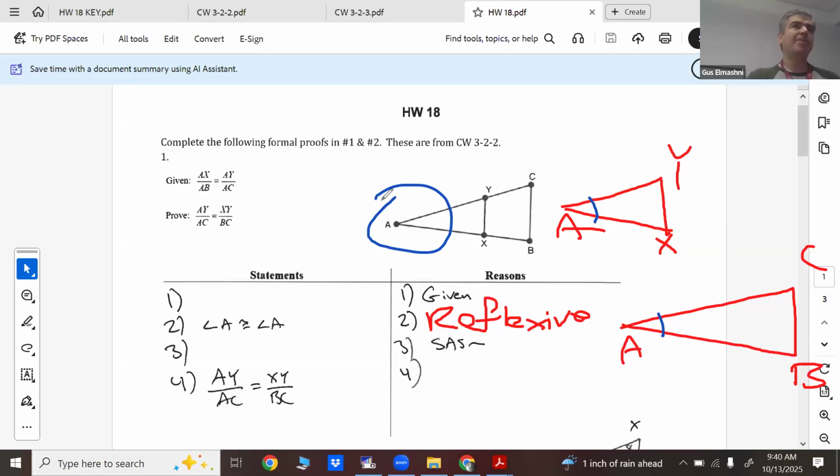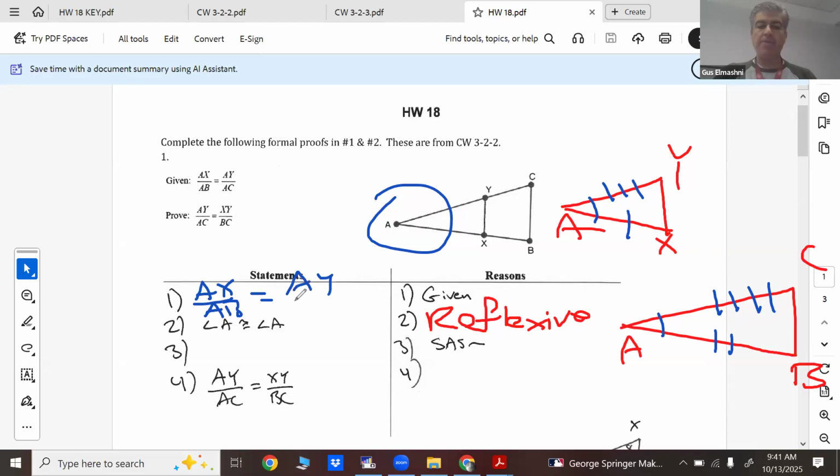I know it sounds kind of lame because, of course, something equals itself, but you have to state all the pairs of angles that are the same. That's one of your pairs. The other one, actually, it's not a pair of angles, but it's the sides. You're told that AX and AB, and AY and AC are proportional. So AX to AB, AY to AC, that was given. So the first step's always going to be given.